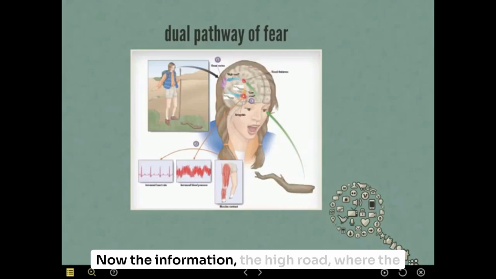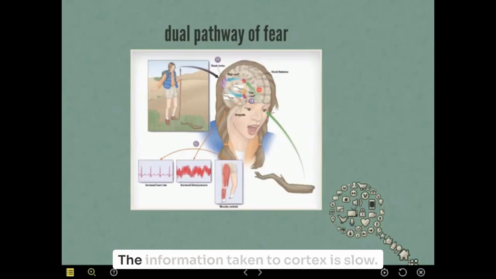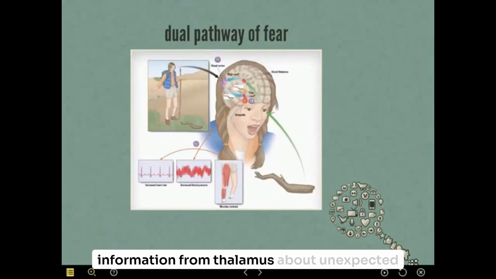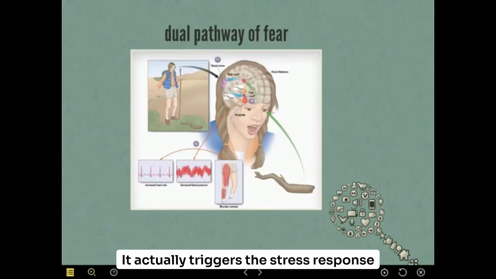Now, the high road, where the information is going to your cortex, is slow. The information taking the low road happens quickly, within a fraction of a second. And this amygdala, once it receives information from the thalamus about an unexpected stimulus, let's say, triggers the stress response system in a way that your body immediately gets ready, leading to those physiological changes such as heart rate increase, perspiration, respiratory rate, and all those things.